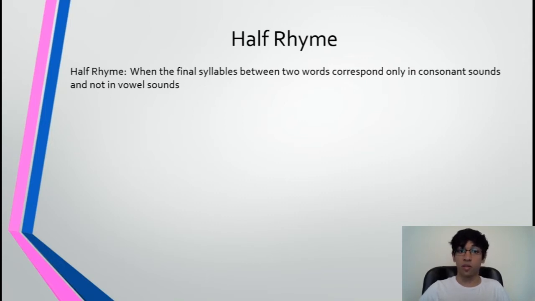Half rhyme is when the final syllables between two words correspond only in consonant sounds and not in vowel sounds. So where we had in standard rhyming, the vowels and the consonants both match at the end. In half rhyme, it's only the consonants that match. Now when we read this out, we see that the rhyme is not as complete. It feels unsatisfactory for a reason, and that can lead to a lot of different effects.